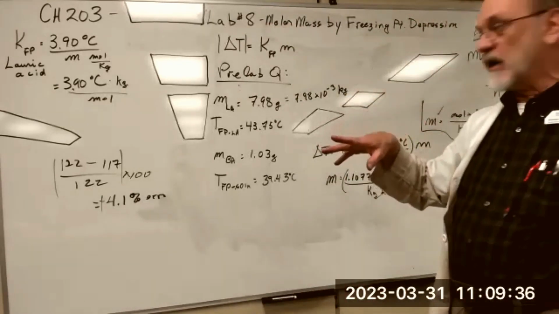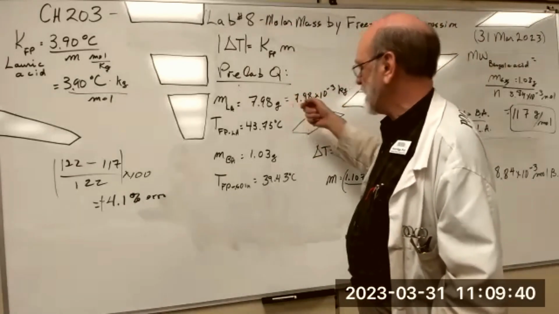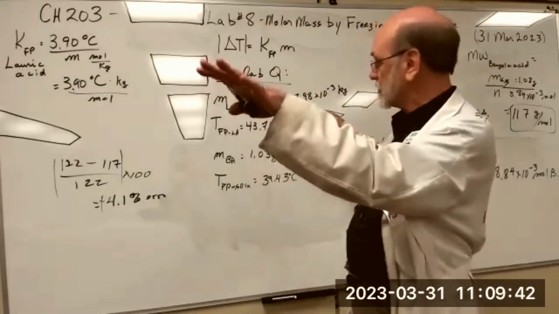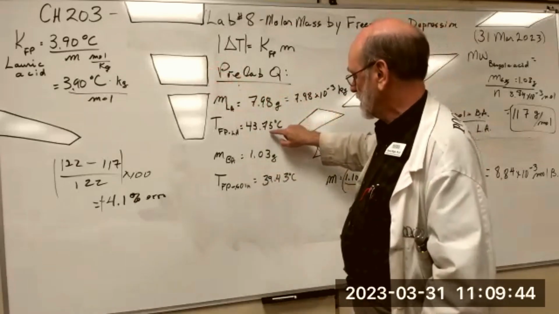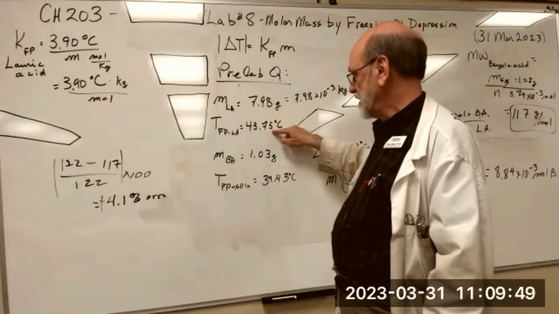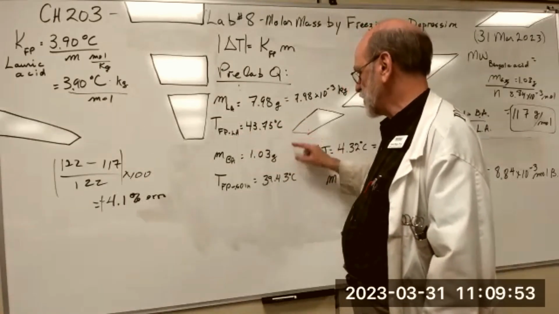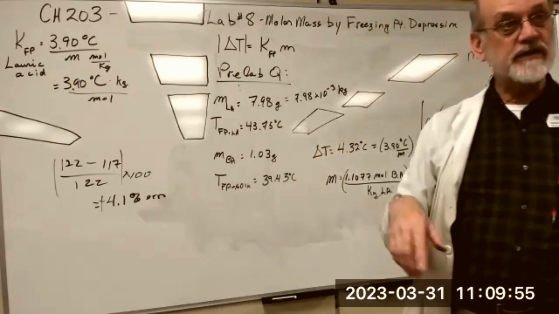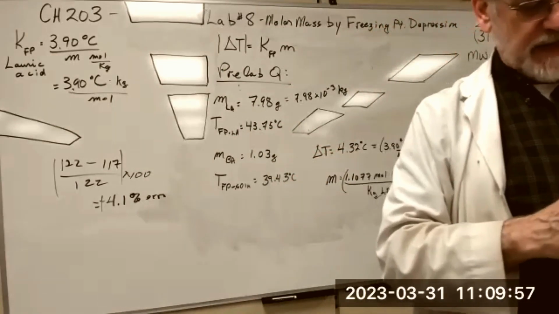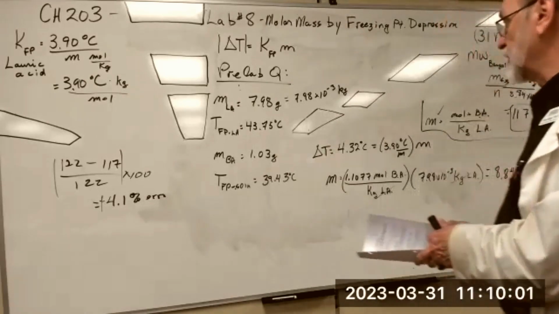The experimental part is figuring out these two values. You're going to get that value from the balance, and then you're going to measure temperature and find the freezing point. First the pure lauric acid and then the solution. So you get these two values. That's what's coming out of this experiment today. And that will allow us to calculate the molar mass of benzoic acid.